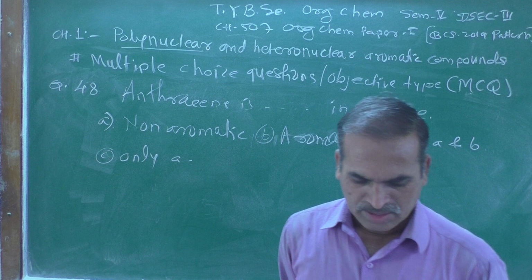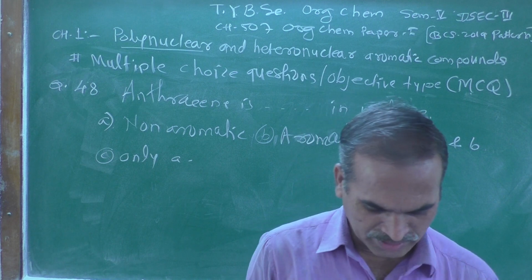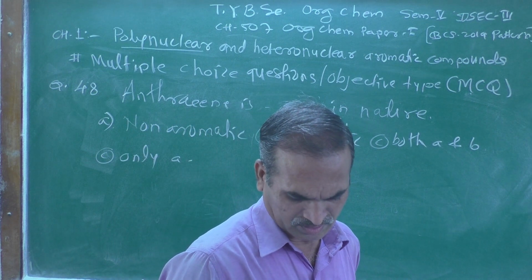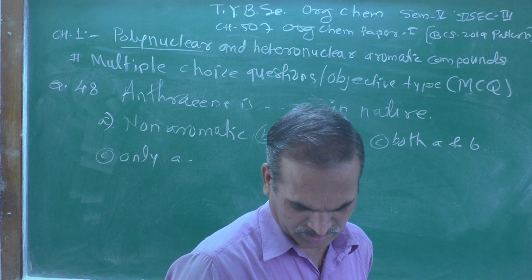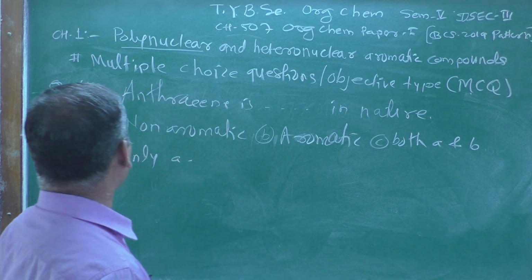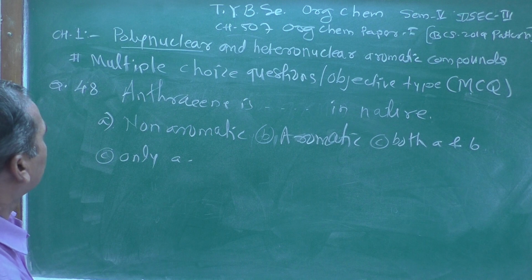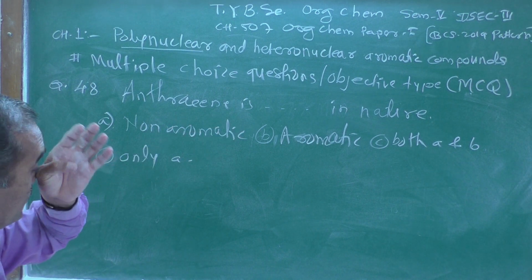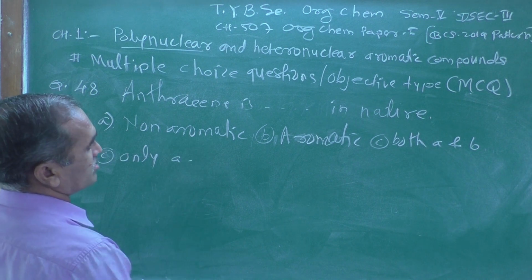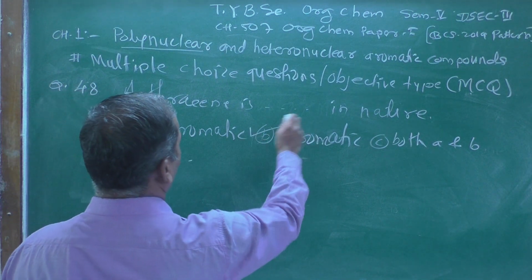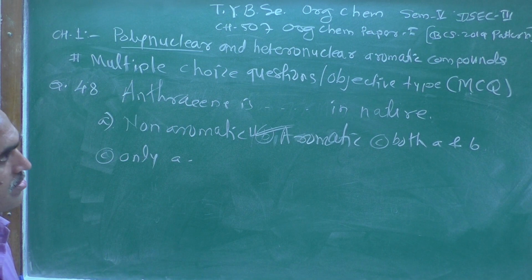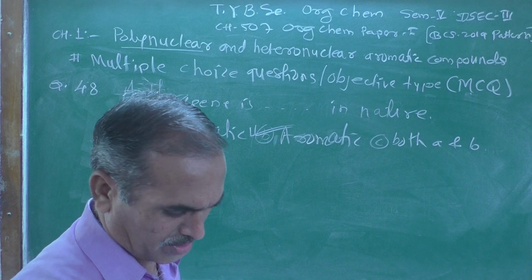So what do you think? Which one? Here, anthracene is dash dash in nature. Non-aromatic? We know that it is aromatic in nature, and therefore the right answer would be B. Anthracene is aromatic in nature.